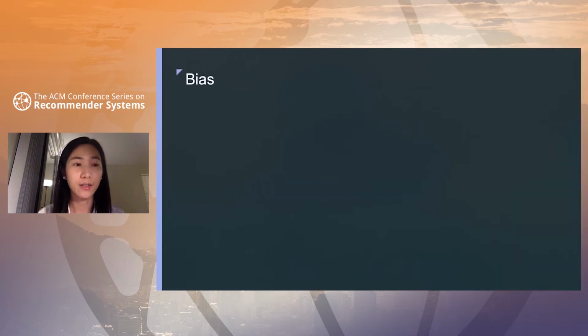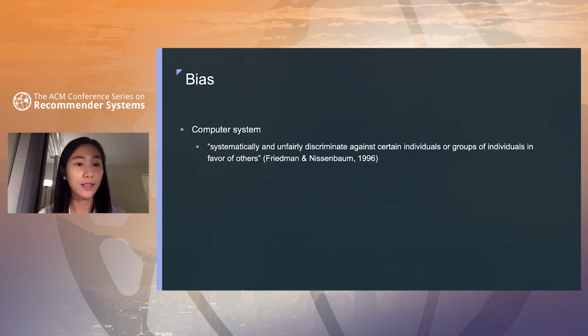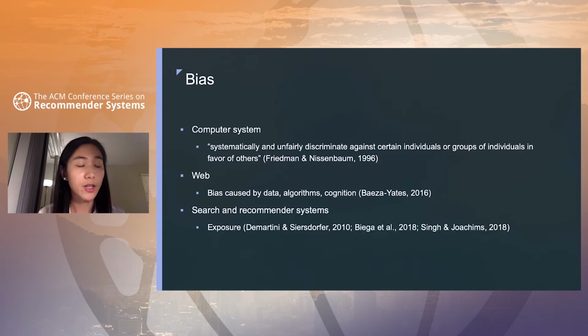Bias has been discussed for a long time. Back in 1996, bias in computer systems was proposed as systematically and unfairly discriminating against certain individuals or groups of individuals in favor of others. Algorithms that learn from and mirror the data may carry the bias to the web and interact and affect users' cognition. In search and recommender systems, bias is usually considered from the exposure perspective. For instance, how much attention the items are receiving, how many items are shown to the user.